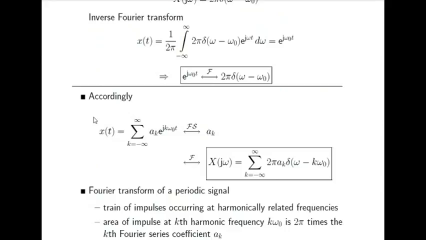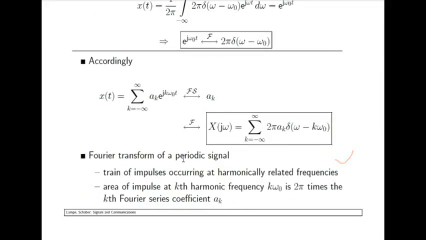Accordingly we can derive a general result for the Fourier transform of periodic signals. We have x(t) as a periodic signal, summation k equals minus infinity to infinity a_k e to the power j k omega naught t, where a_k are its Fourier series coefficients. Its Fourier transform will be X(j omega) equals summation k equals minus infinity to infinity 2 pi a_k delta(omega minus k omega naught). This is a standard result which you need to remember.